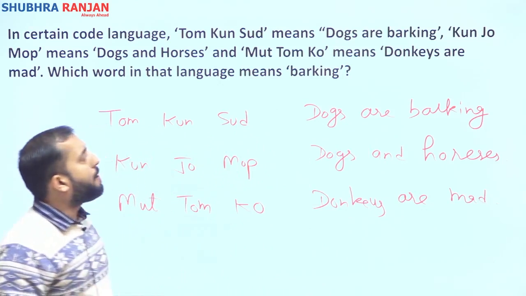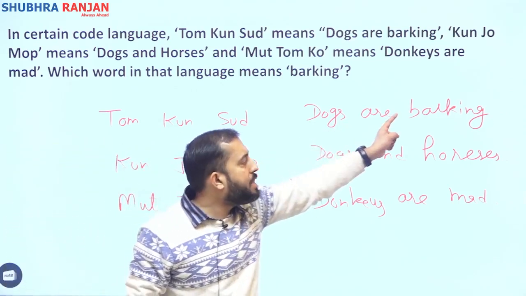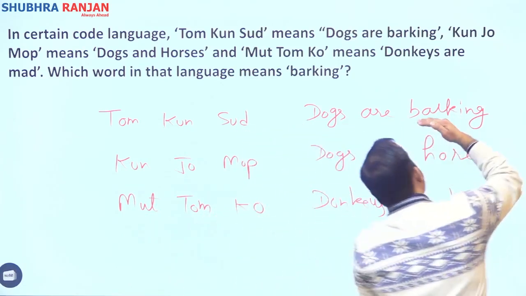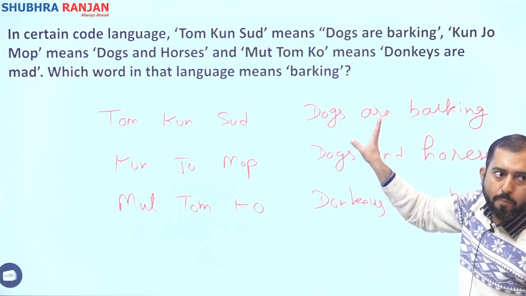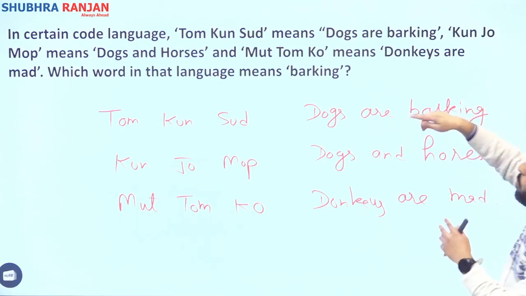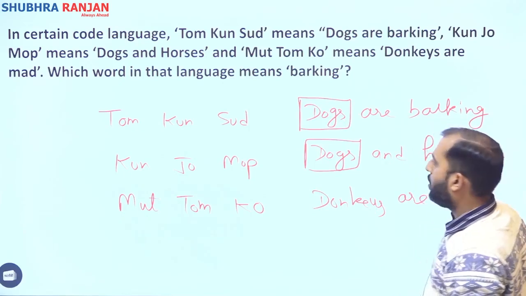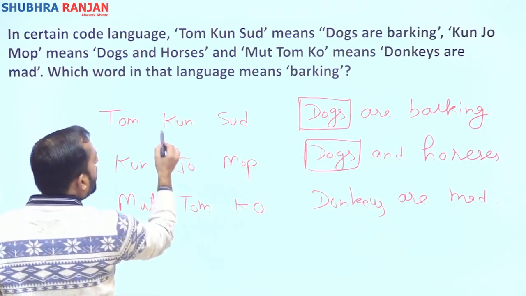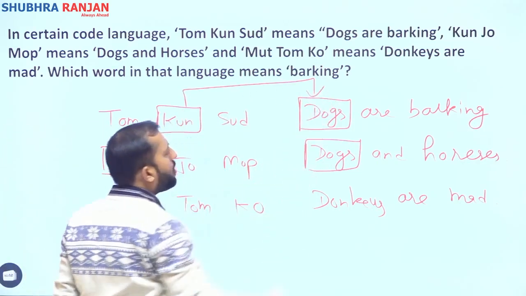We want the code for barking. So check out where barking is present. Barking is present in statement 1. Now, is there any other statement where barking is present also? No. So, if you want to find out code of barking, then we have to find out code of dogs and are. In this particular case, it is not possible to find out code of barking directly. We have to find it indirectly. So, dogs. Dogs are common in the first statement and in the second statement. On the other side, kun is common. So I can say kun has been used for dogs.